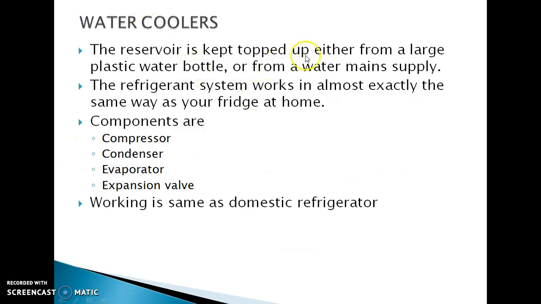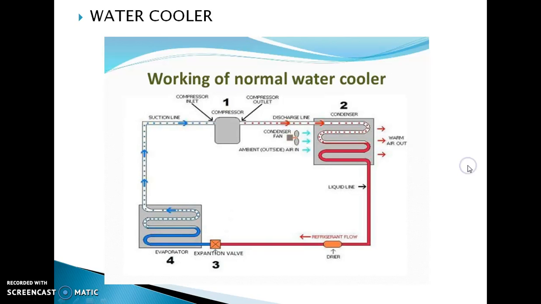The reservoir is kept topped up either from a large plastic water bottle or from a water main system. So there are two types of water coolers: either a large water supply is provided at the top of the cooler, or the water supply is provided directly from the mains. The refrigerant system works in almost exactly the same way as your fridge at home. The components we have already seen. The working is the same as a domestic refrigerator.